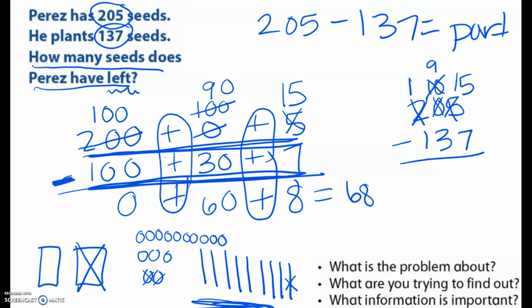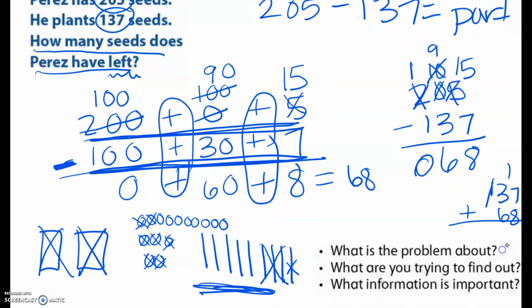Then I can take away 7 ones, and that leaves me 8 ones. I can take away 3 tens, and that leaves me 6 tens, and take away 100, and that leaves me 0 hundreds. So there's a few different ways to do it. Whichever way you choose to do it, I would always take the part I started with and add it to the part that I figured out to make sure that you get what you started with. No matter what you do, I would do that.